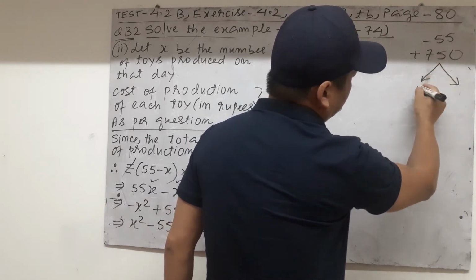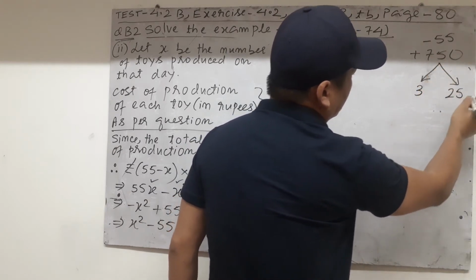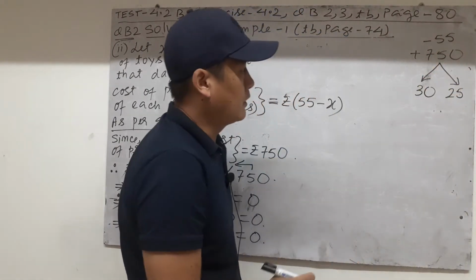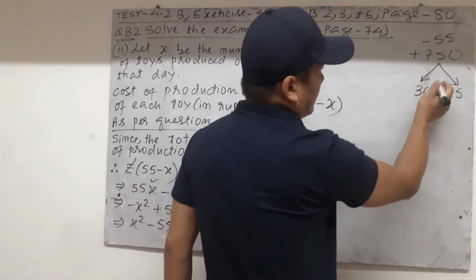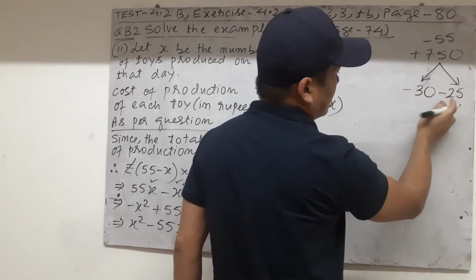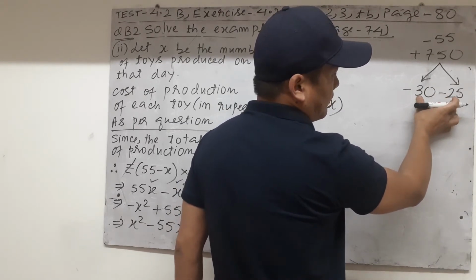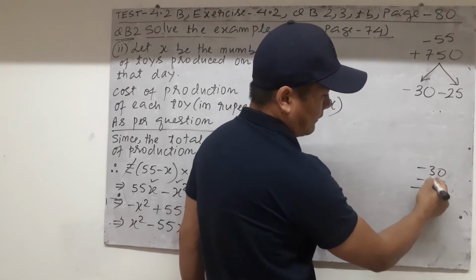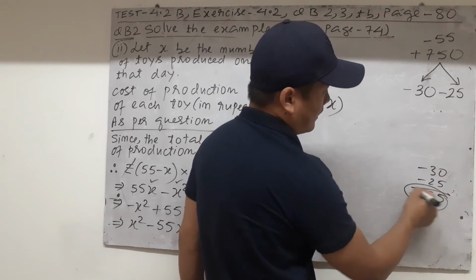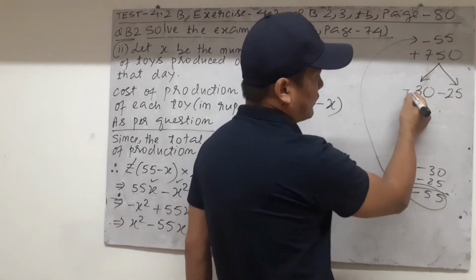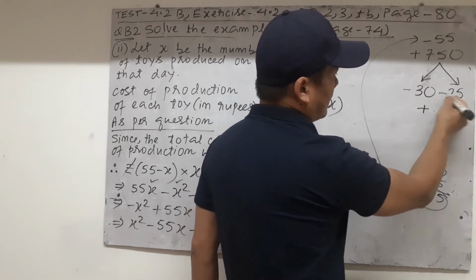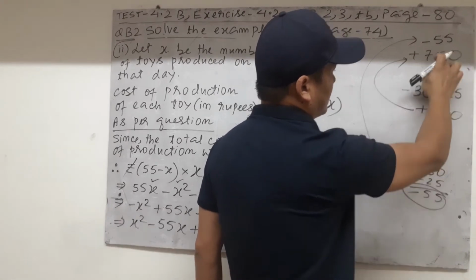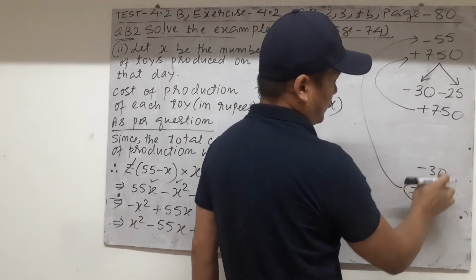I'm looking at this one. 3 into 25 is 75. So if I put here 0, then 30 into 25 is 750. And since this is minus 55, if I put both minus, then we have to add 30 plus 25, 5 and 2, 7, both minus means minus, exactly matching the middle term. When we multiply minus into minus plus, 30 into 25 is 750. So multiply matching this, adding these two, matching the middle term.